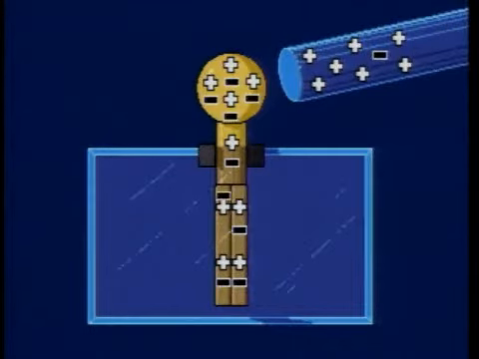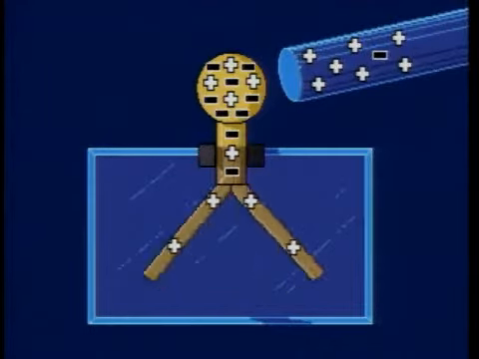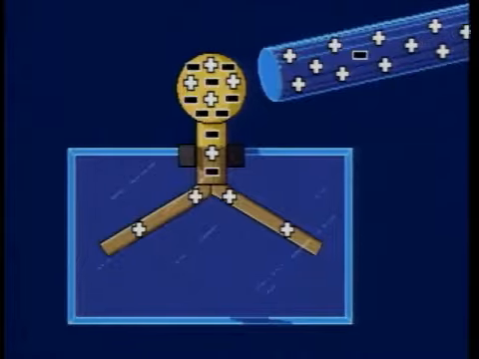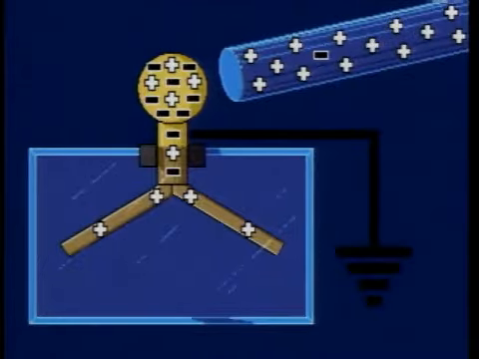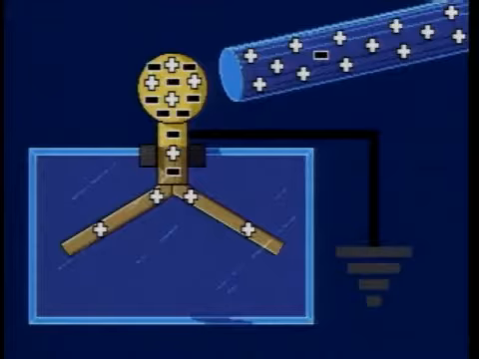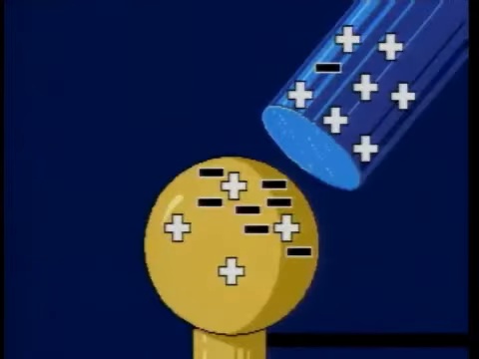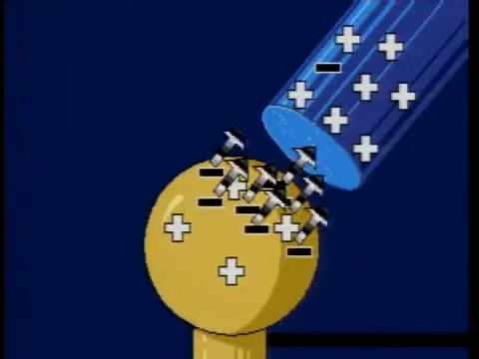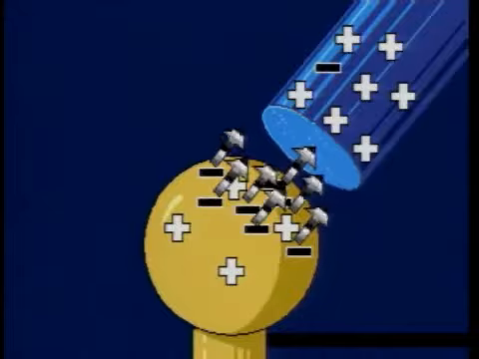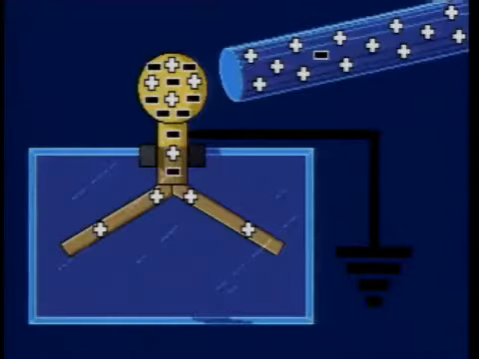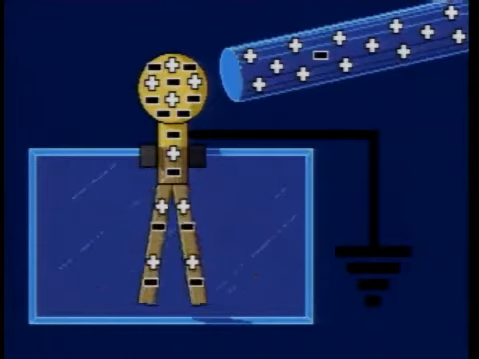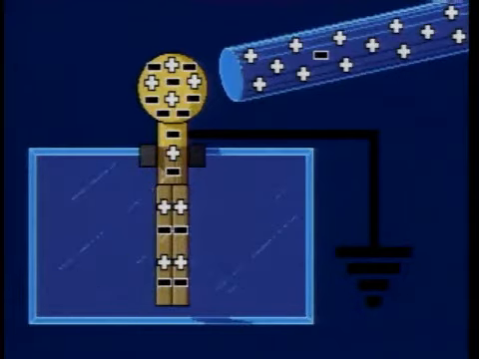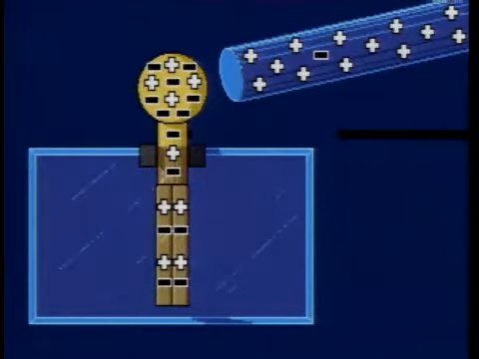Let's bring the rod close to the electroscope again. This time we'll ground the electroscope while the positively charged rod is held nearby. Remember that the electrons in the electroscope are attracted by the positive charge on the rod. The positively charged leaves are also attracting electrons. The ground allows electrons to enter from the earth. As a result, the leaves of the electroscope become neutral and collapse.